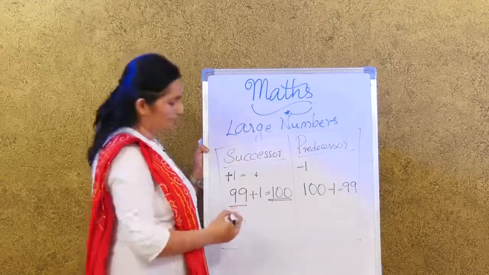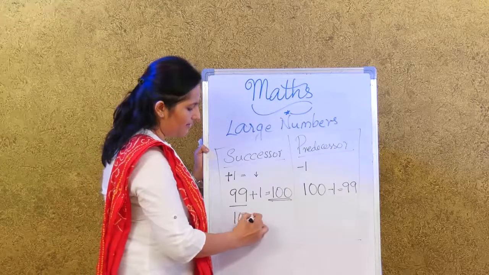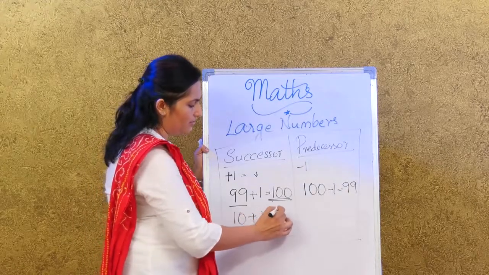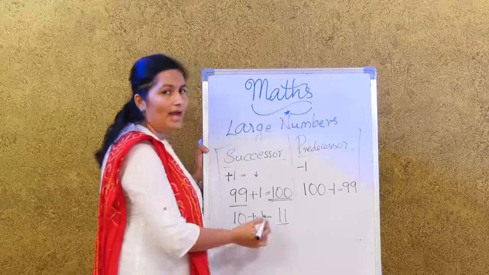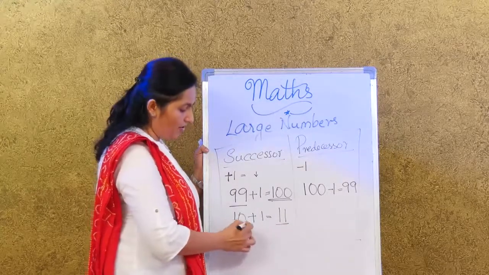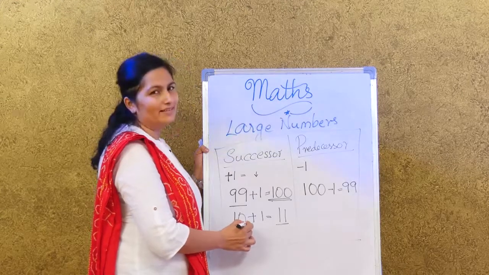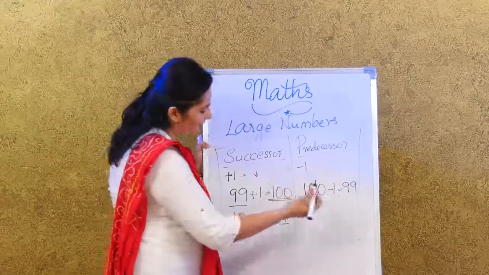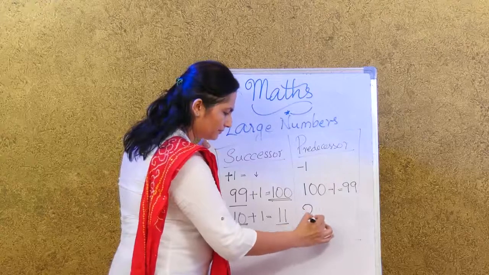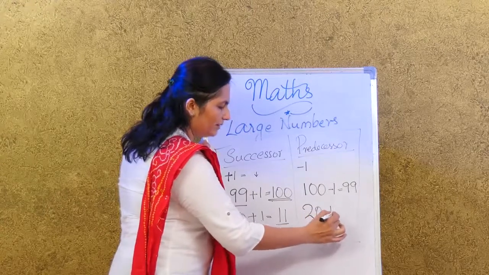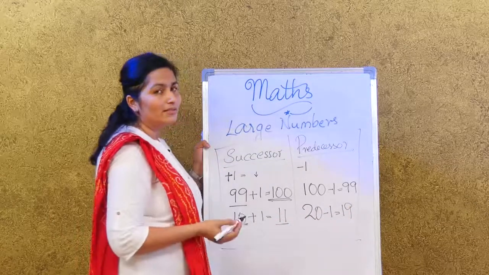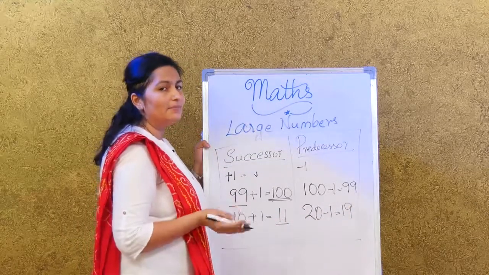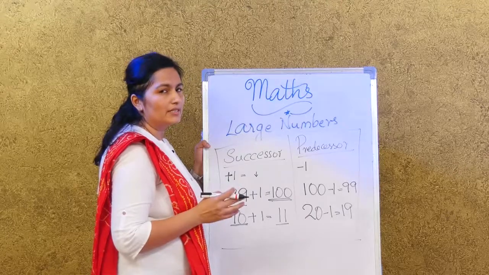You can take another example, 10. 10 plus 1 is equal to 11, so we call 11 the successor of 10. Okay? Let us take an example of 20. 20 minus 1 will be 19. So, what is 19? 19 is the predecessor of 20.